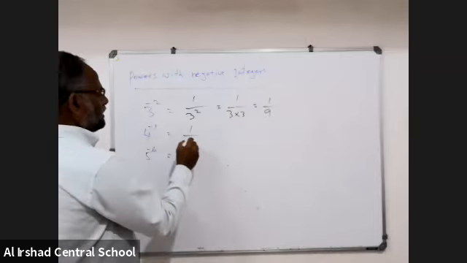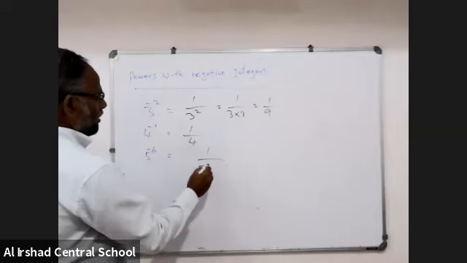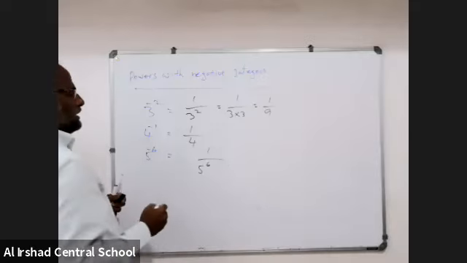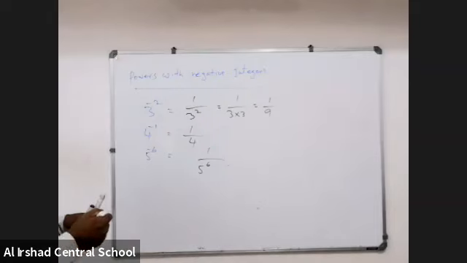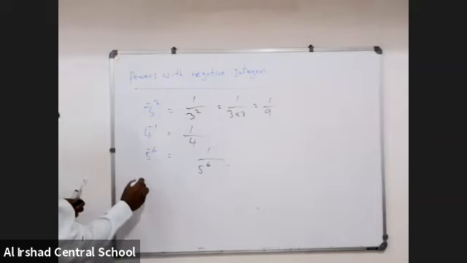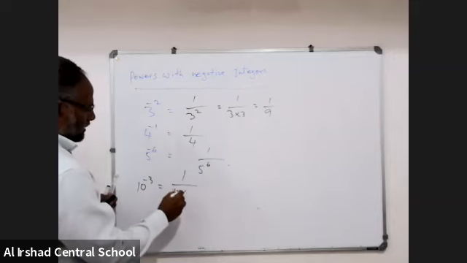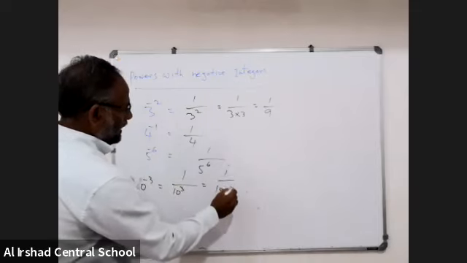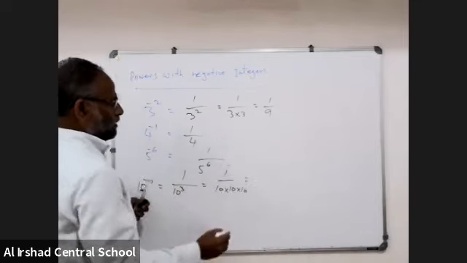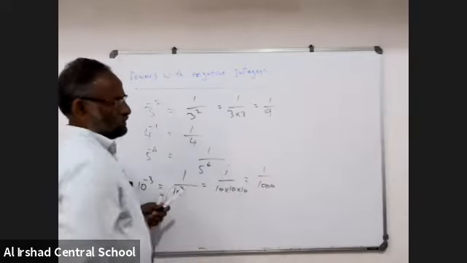4 inverse 1 means 1 by 4. And 5 inverse 6 means 1 by 5 raised to 6. Anyway, we know 10 inverse 3 is 1 by 10 cube, that is equal to 1 by 10 into 10 into 10, 1 by 1000. Write this one. Write this also.